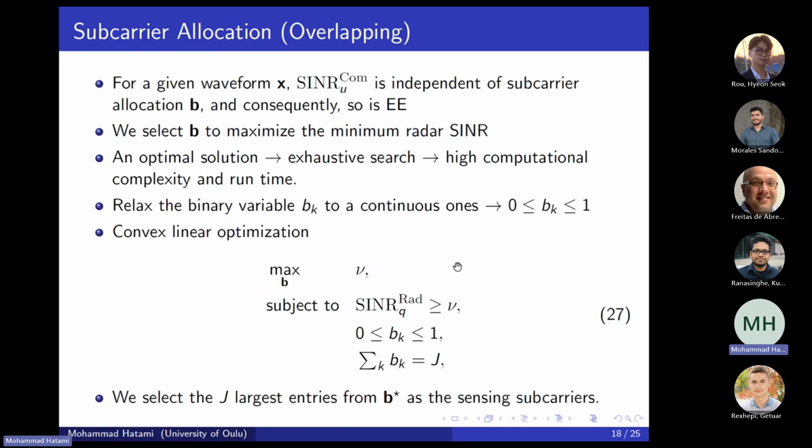Regarding the subcarrier allocations, as mentioned before, we have to do it for both overlapping and non-overlapping. As mentioned in the beginning of this talk, for the overlapping, we use all the subcarriers for communications. Therefore, the SINR for the communications does not depend on the subcarrier allocation. And therefore, the energy efficiency also is independent of subcarrier allocations.